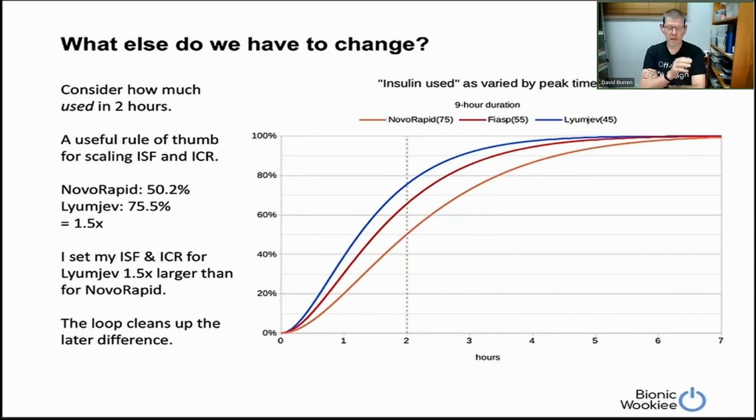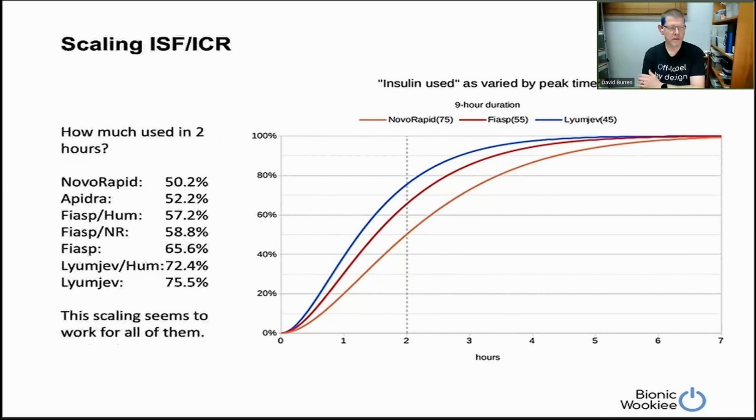When I do this, I change the timing of the insulin and I change the ISF and the carb ratio by the same amount, and everything just works. I can switch from one insulin to another and it works very well. So that's just one number. I may as well show you what the maths says based on those earlier minutes of timing.